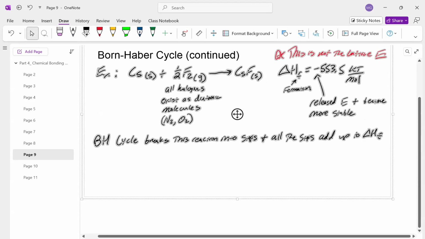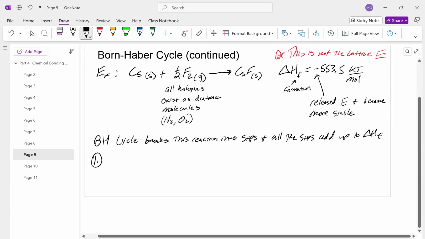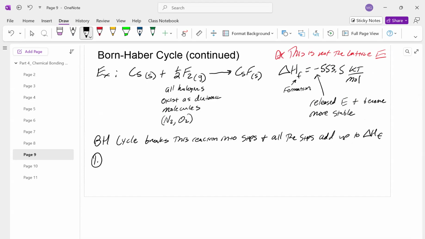So what are these steps? Number one, we're going to take each of our reactants, or we could take the cesium and the fluorine separately. The first thing that has to happen is we have to turn the metal into gas. This is a process called sublimation, going directly from solid to vapor, or solid to gas, without going through the liquid phase, without melting. That's called sublimation.